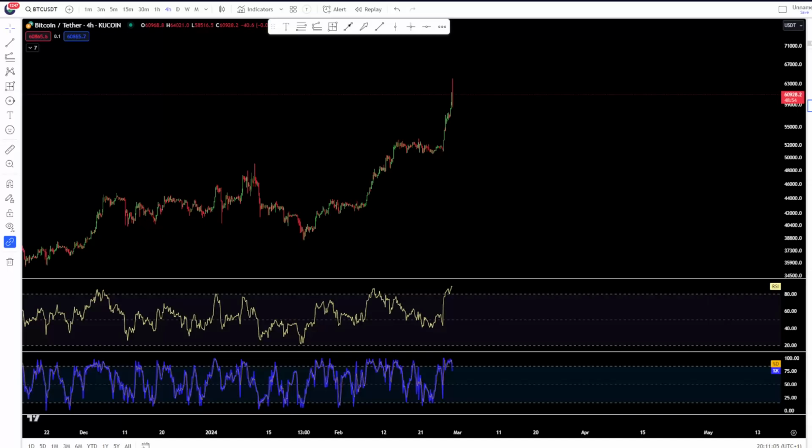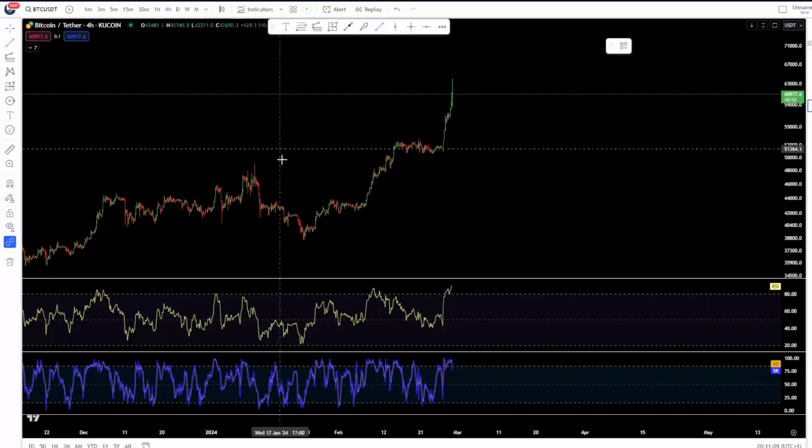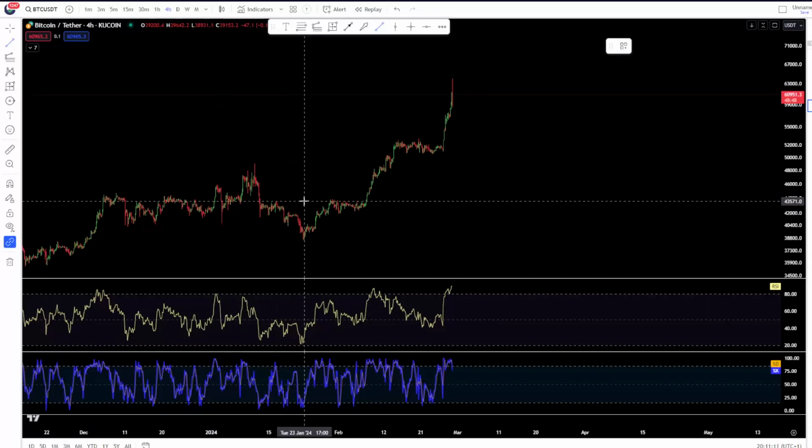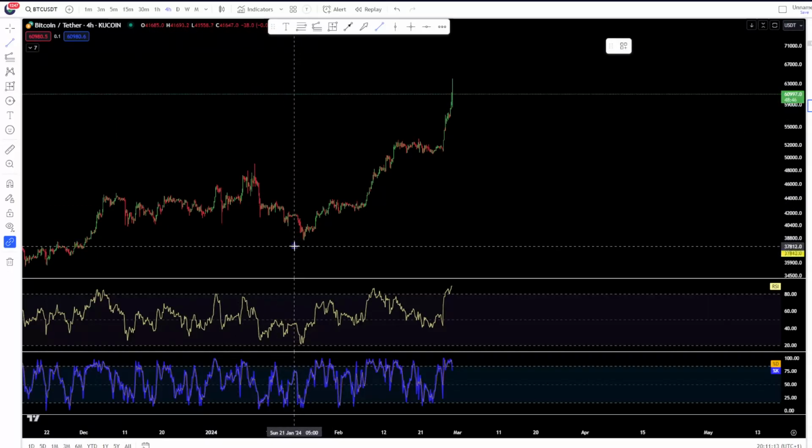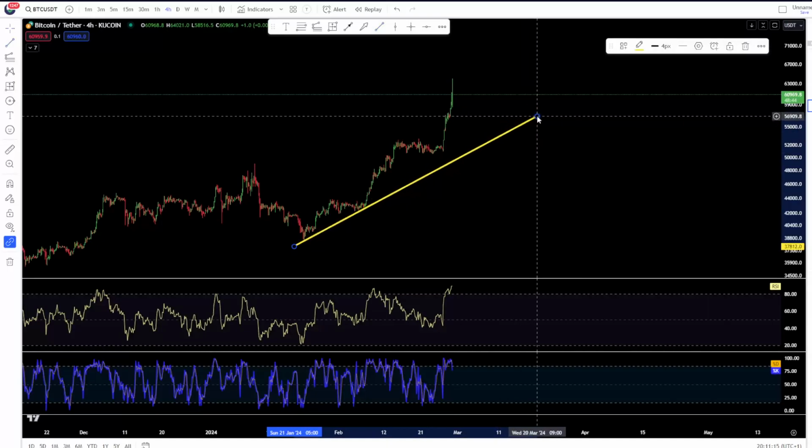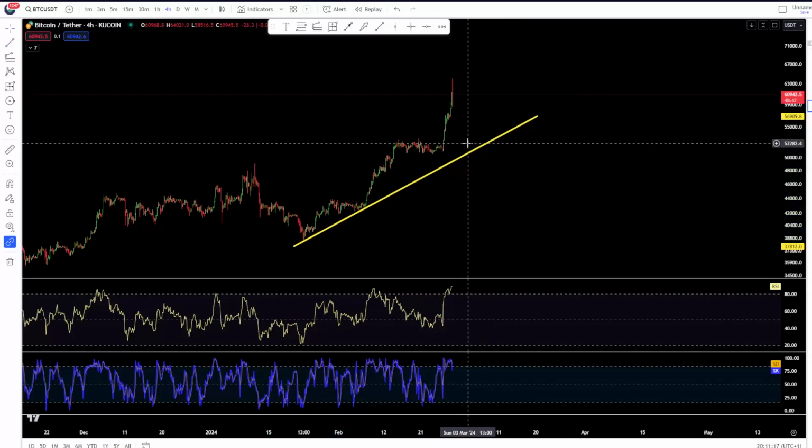Let's start by checking the current situation on the BTC to USDT pair, taking into account the 4-hour time frame. First, using the yellow line, we will determine a strong upward trend line above which the price is making dynamic upward movements.